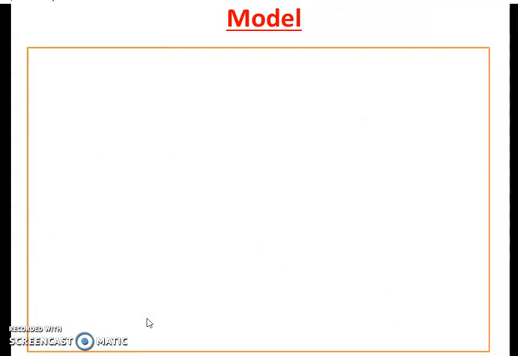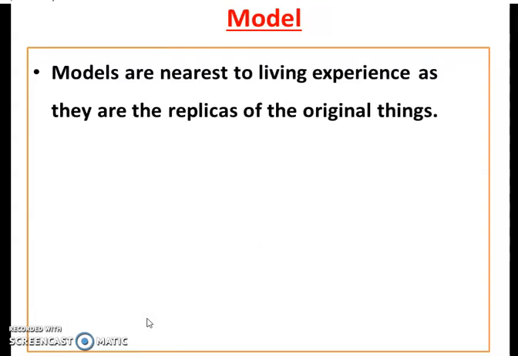So the next support material is a model. We know what the different types of models are and how models help us. Let us have a look at exactly how this model can be theoretically looked upon. Models are nearest to a living experience, as they are the replicas of the original things.